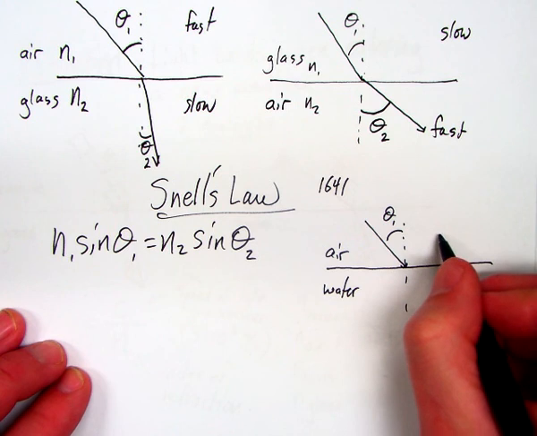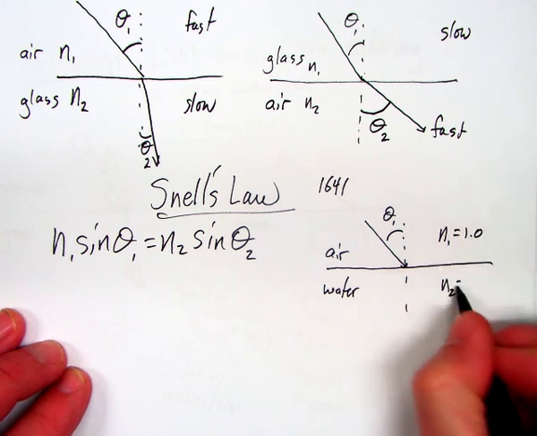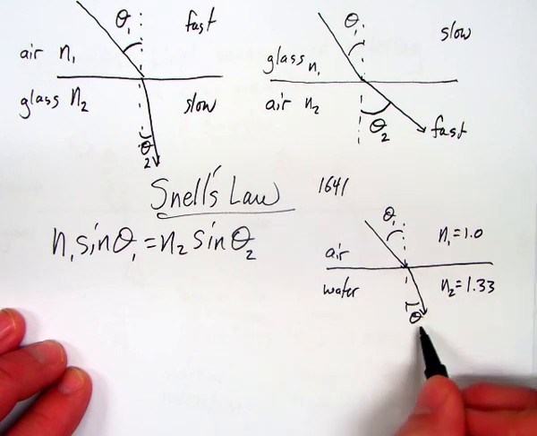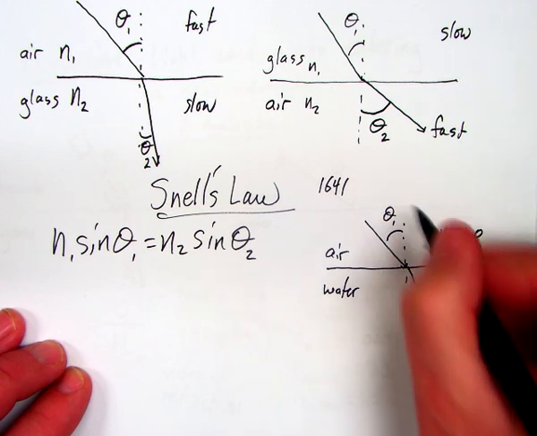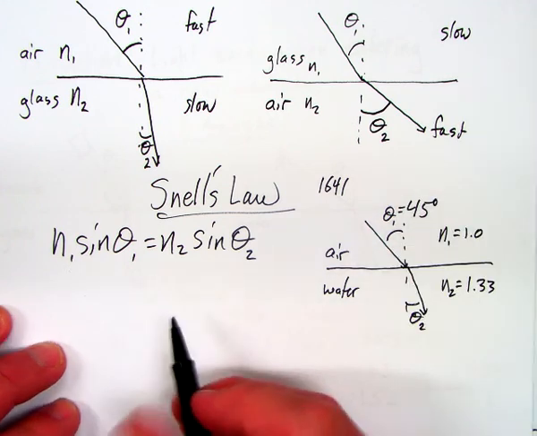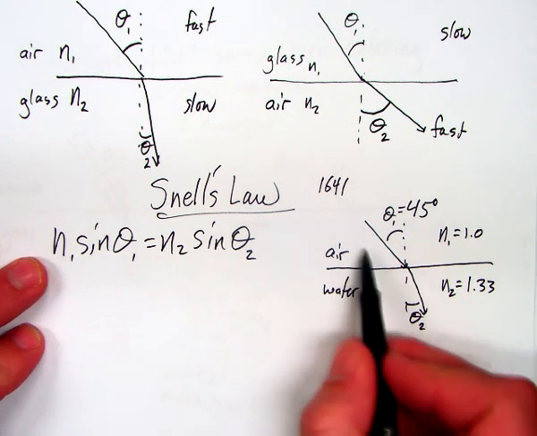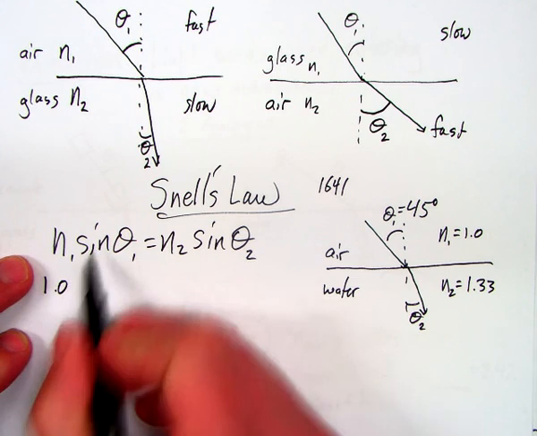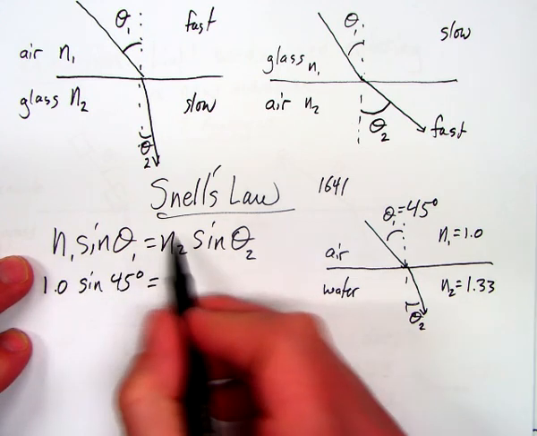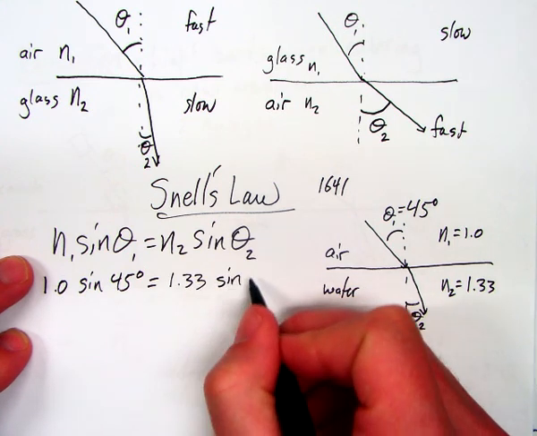We know that this angle can be found. Air has an index of refraction of 1. Water has an index of refraction of 1.33. We anticipate that it'll be smaller, but what angle will it emerge? Let's put some numbers in here. Let's say it comes in at 45 degrees. So, coming over to Snell's law, the index of refraction where the light is coming from is 1, times the sine of 45 degrees. The second index is 1.33, times the sine of some unknown angle.